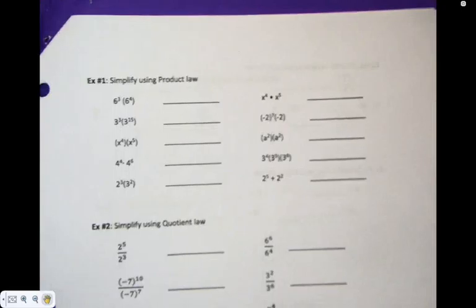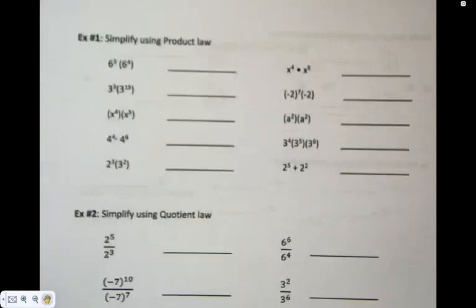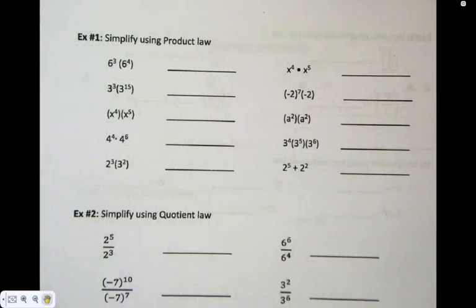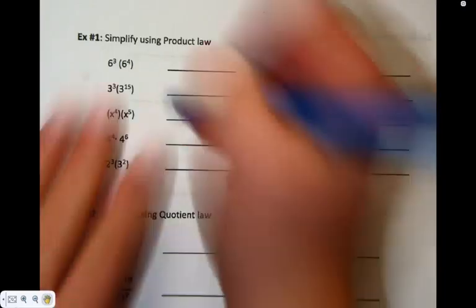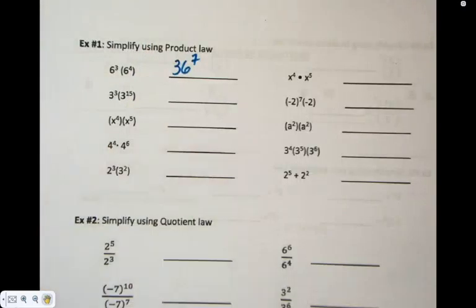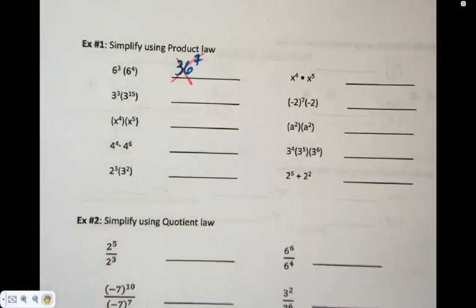I'm going to go to the examples and then we'll come back to quotient law. First one, 6 to the 3, or 6 cubed, times 6 to the 4. Here's what your brain's going to want to do. Your brain's going to see 6 times 6, and you're going to want to put down 36. Then you're going to remember something about adding the exponents, so you're going to take 3 plus 4 and make it 7. So you're going to write down 36 to the 7. Is that the correct answer? No.